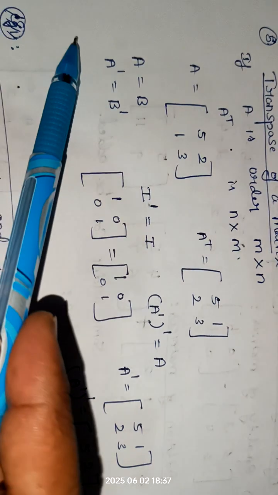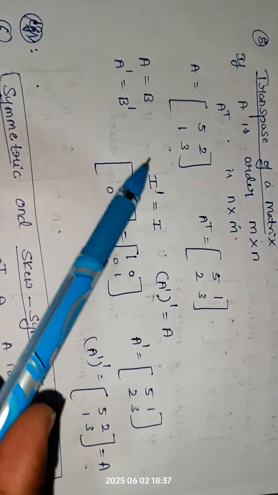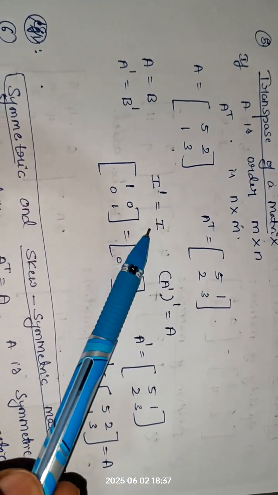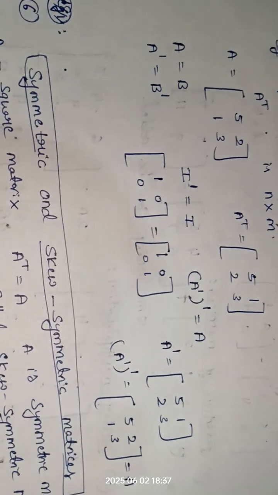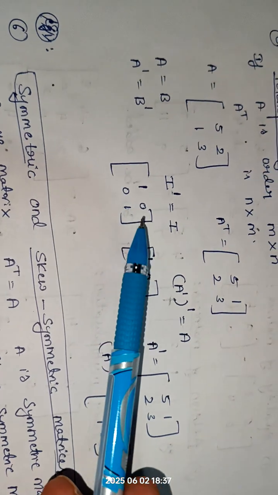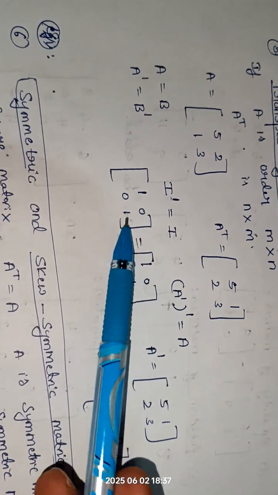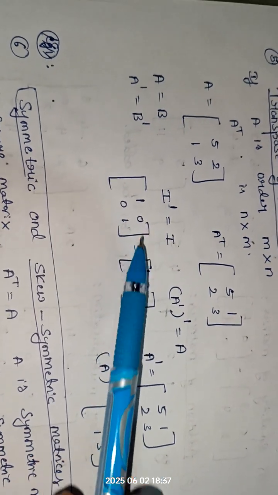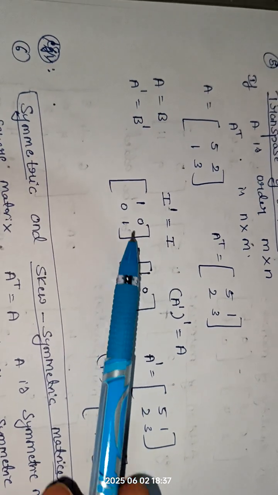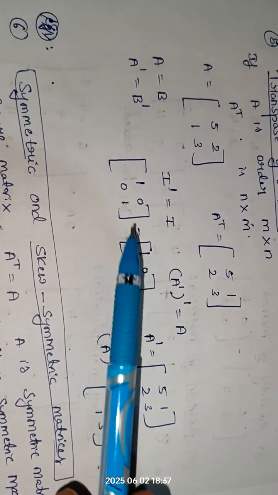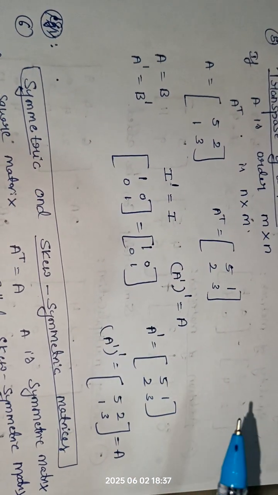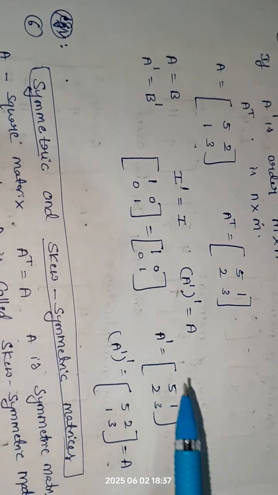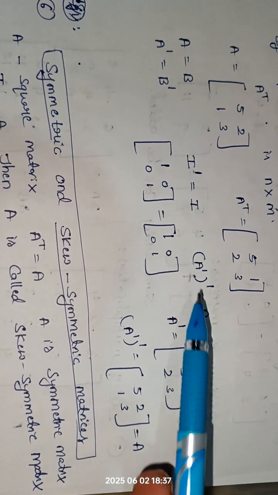Right? Next, similarly, we can write I transpose is nothing but I, because I means the identity matrix. Suppose we write 1 0 0 1, so the transpose of this is row becomes column, row becomes column. It remains the same. I transpose is I only. Next, A double dash is A.